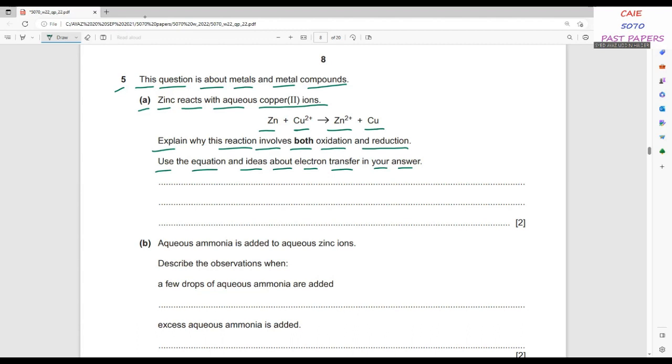So write zinc is oxidized, or oxidation of zinc. Zinc is oxidized because it loses electrons. As you see the charge on the zinc on right hand side, it is +2, which means it has lost electrons. And copper changing from +2 to 0, which means it has gained electrons.